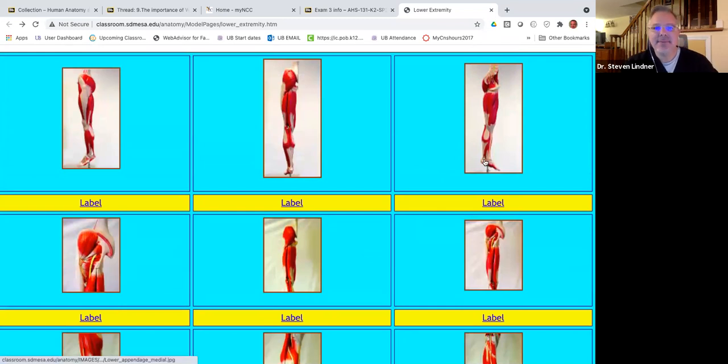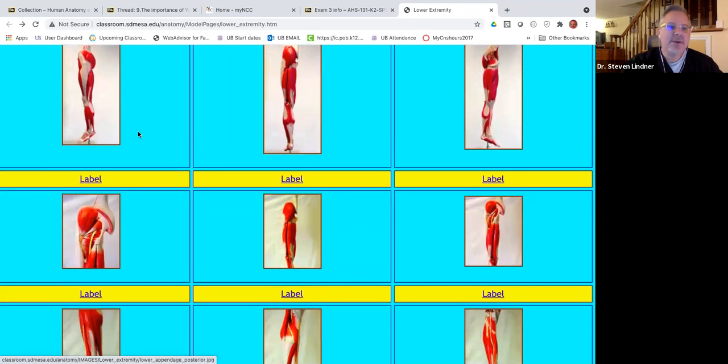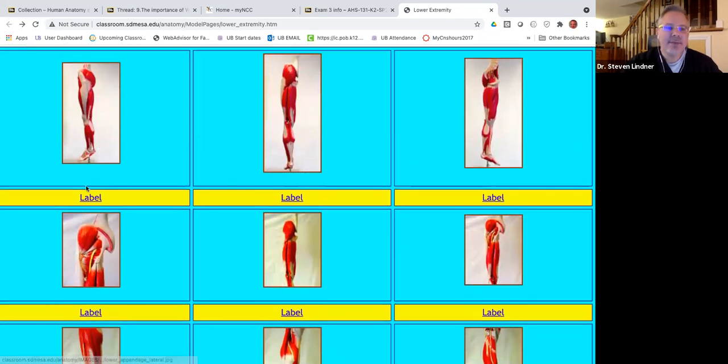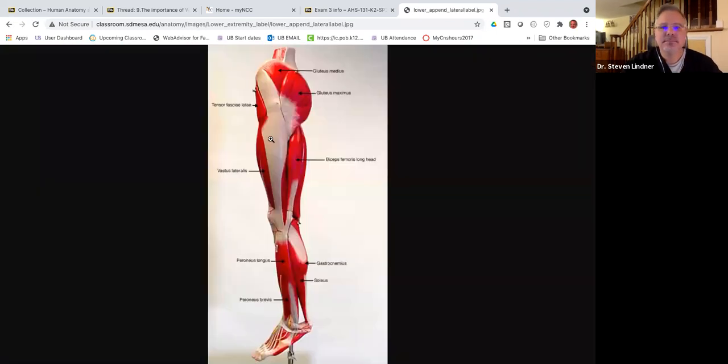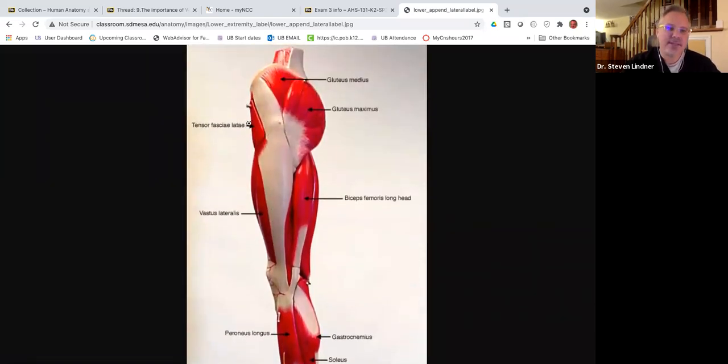Let's look at the lateral hip now. And when we're looking at the entire lower extremity from the outside, we can see some of the anterior muscles and some of the posterior muscles. So here is a great view of the iliotibial band. So here's the ilium, here's the tibia. So here's the iliotibial band, also known as the iliotibial tract.